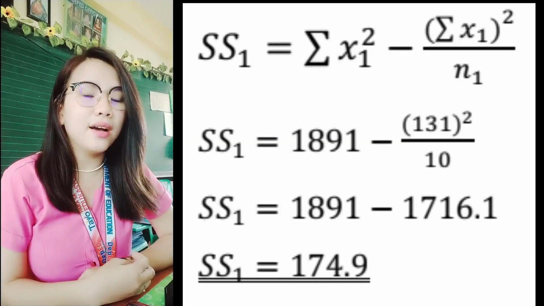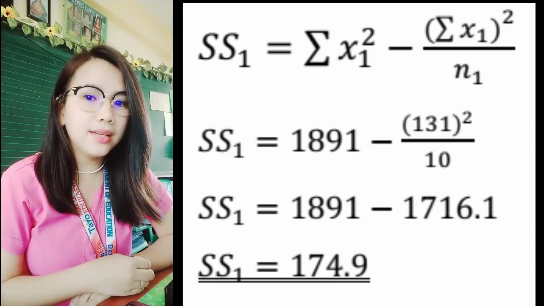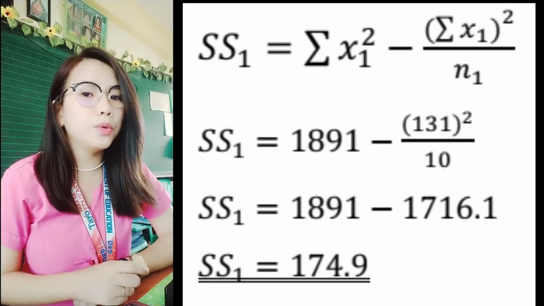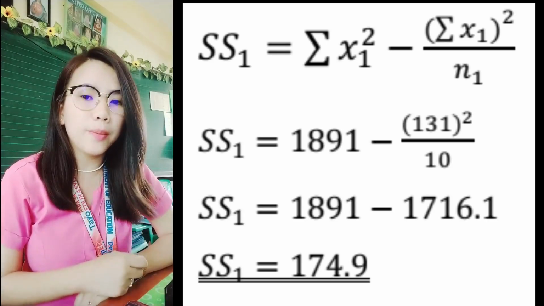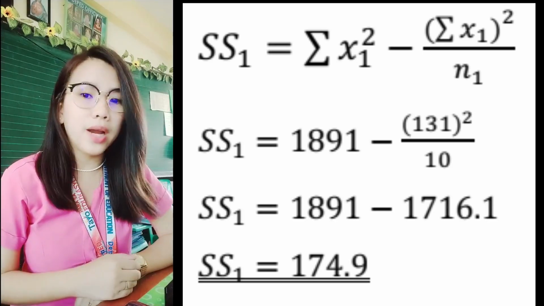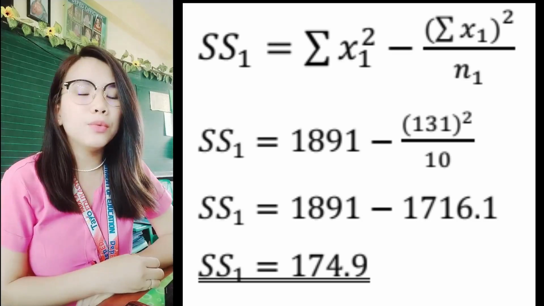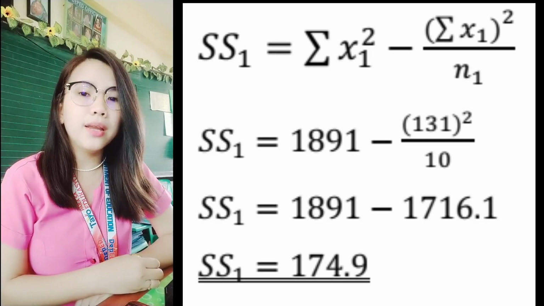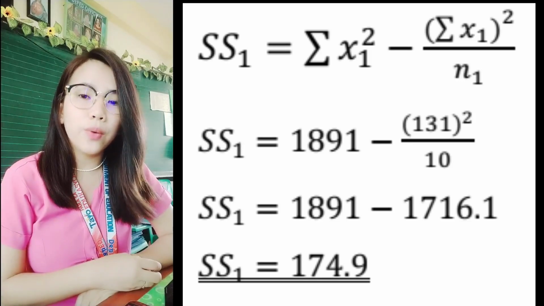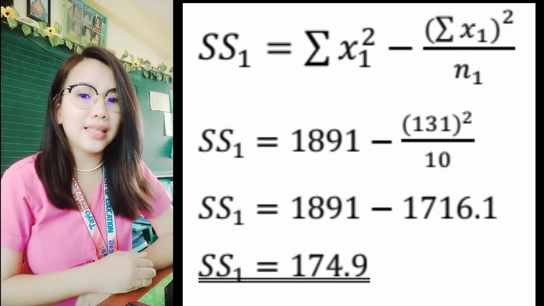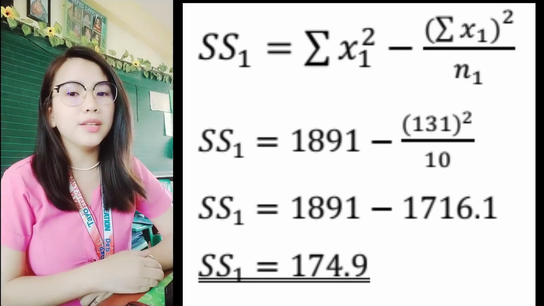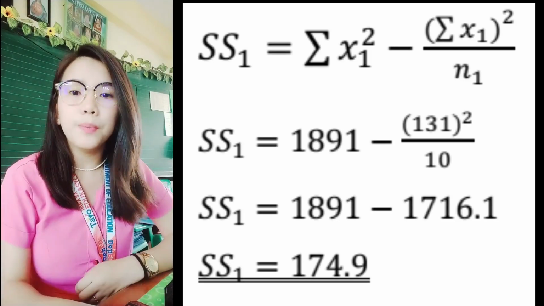So sa ating second column, we got 1,891. Then we substitute minus yung sum ng first column, which is 131. Remember to put it in a parenthesis kasi isa-square pa natin siya. Divided by our n, which is 10. So, una natin munang isolve yung nasa parenthesis natin. We have 1,891 minus 131 squared, tapos i-divide natin sa 10. We got 1,716.1. Subtracting the 2, we got 174.9.